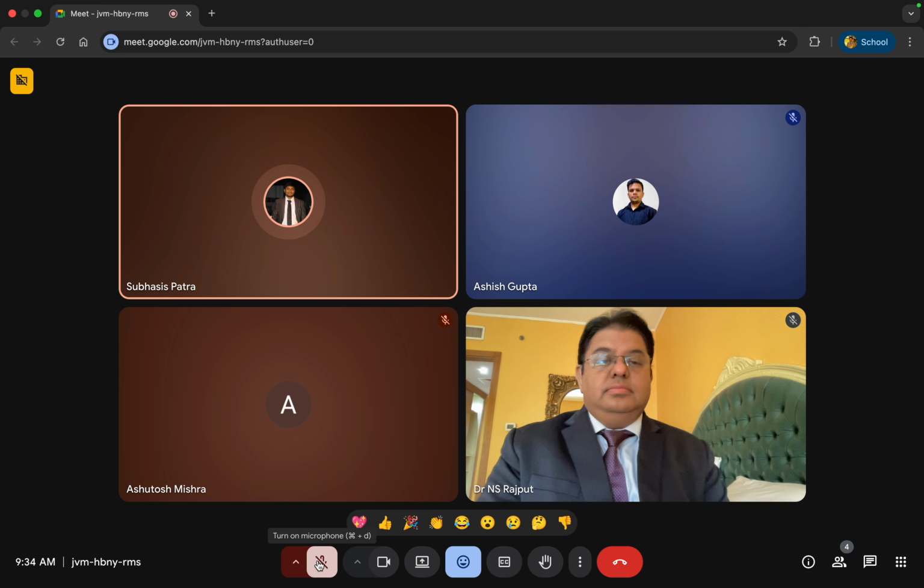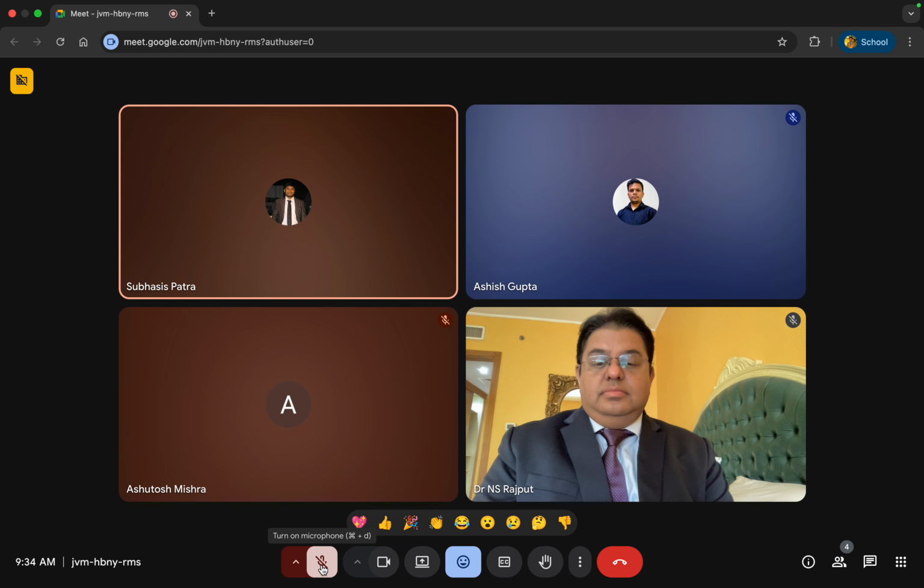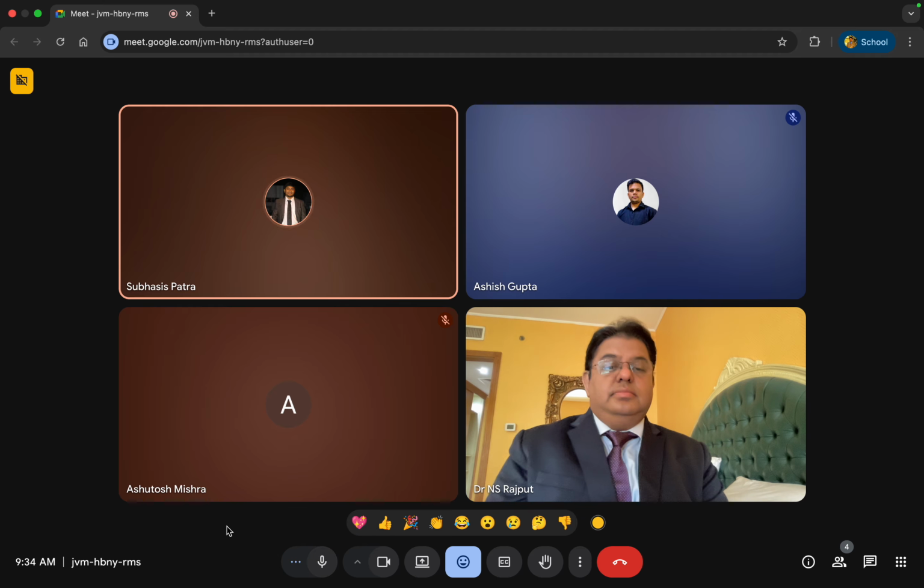So our next presentation is paper ID 191, a novel federated learning architecture for robust multimodal mobility and crowd traffic co-management in smart cities. The authors are Nalini Singh Rajput, Ashutosh Mishra, and Navin Rajput.